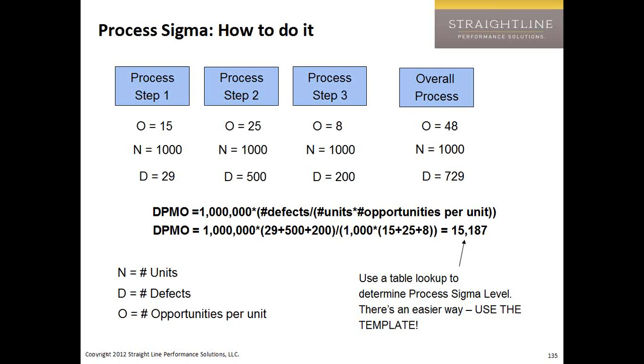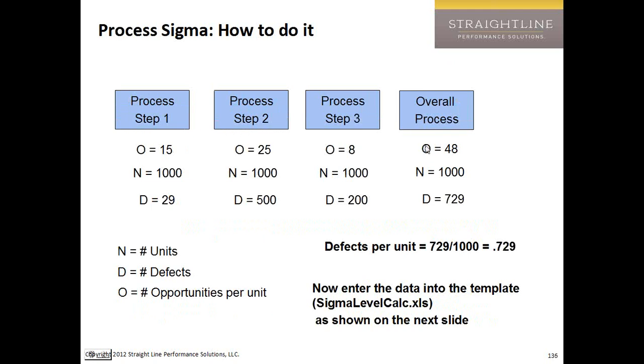So this one is 15,187. That means that this particular process is producing 15,000 errors for every million opportunities that we have. Another way of simply looking at it, and I kind of like this way, is to look at just the defects per unit that we're getting. So defects per unit is just 729 divided by 1,000.